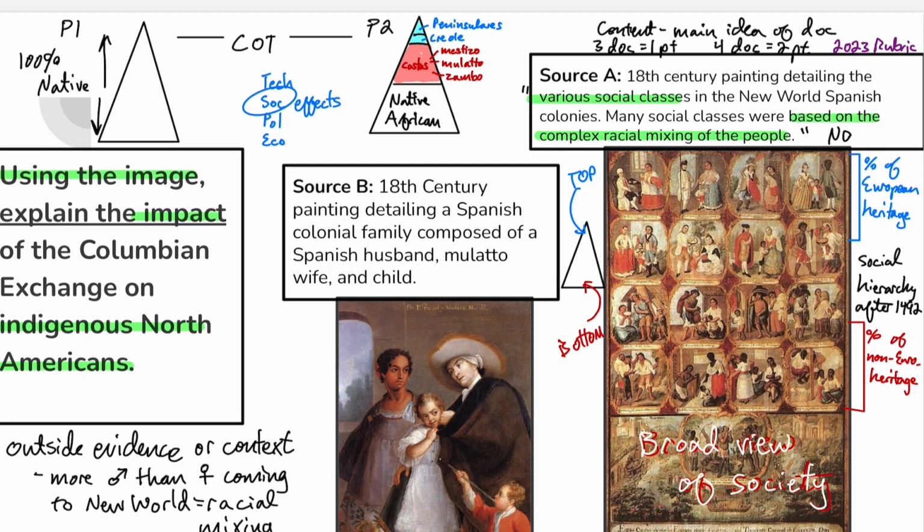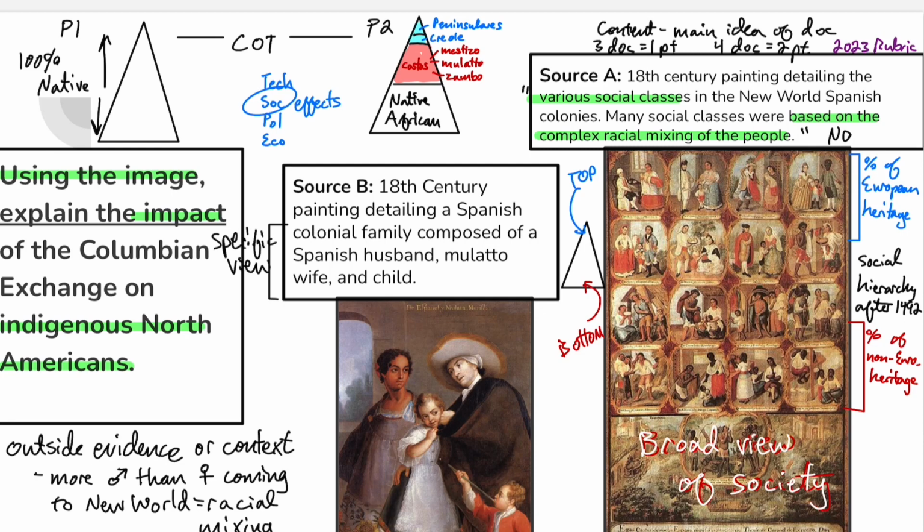Okay, but doing both is perfectly acceptable and something you should do. Then with source B, an 18th century painting detailing a Spanish colonial family composed of a Spanish husband, mulatto wife, and child. Technically, there's 2 children in this painting.